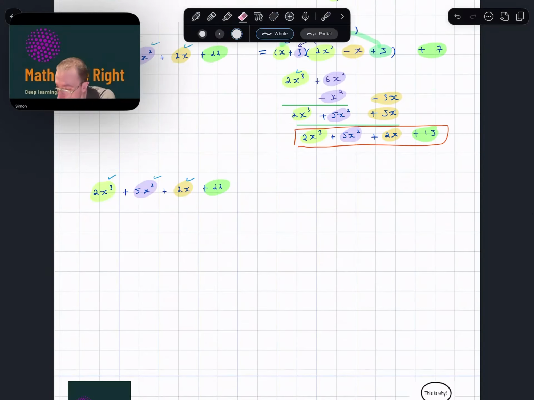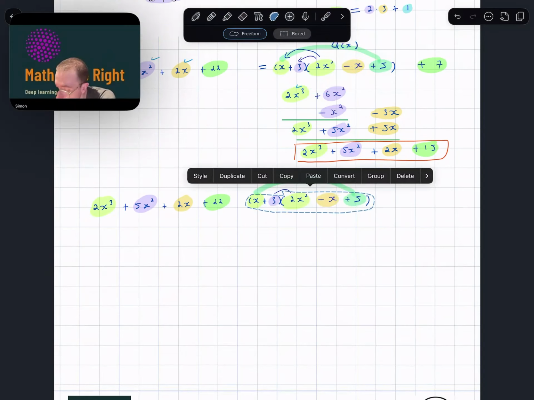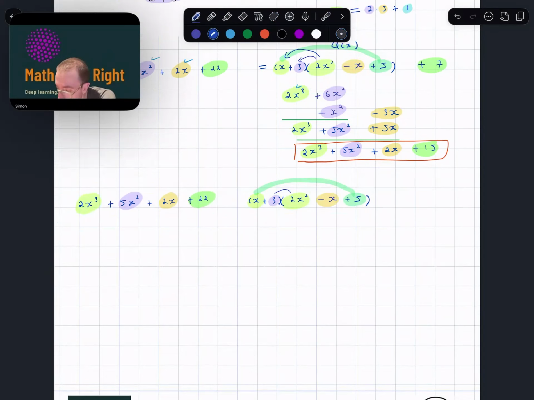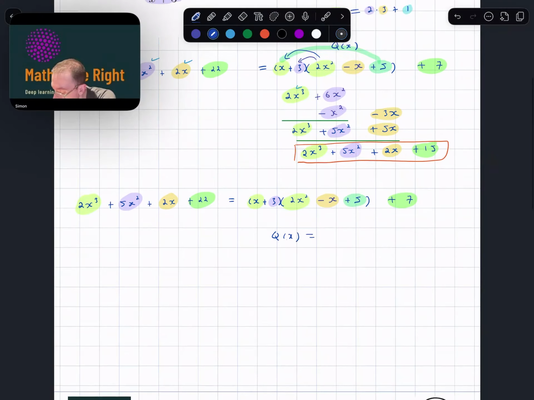This thing on the left here, this 2x cubed plus 5x squared plus 2x plus 22, is equal to x plus 3 times 2x squared minus x plus 5, plus 7. And you can check if you FOIL this out. So we have our quotient polynomial, q of x, is equal to 2x squared minus x plus 5.